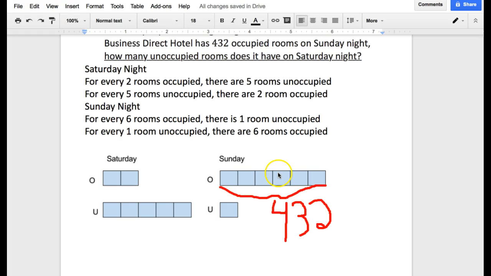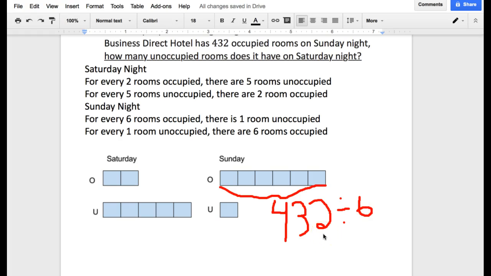So if 432 were occupied, we just need to know which one wasn't for that particular one. And then, because these are all the same, these will be the same as well, because they're talking about the same types of room. So, how do we figure out 432? There are 6 parts that we need to divide 432 into. And so yes, if you are thinking 432 divided by 6, you would be correct.